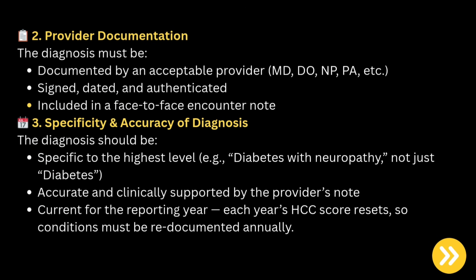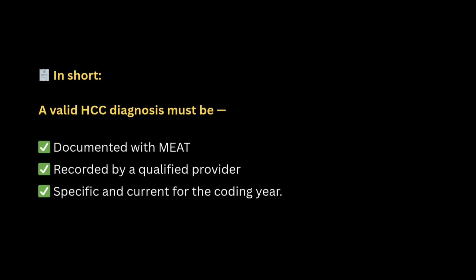Second comes provider documentation, which means it is documented by an acceptable provider like MD, NP, PA, etc. The signature is very important, and it should include a face-to-face encounter. Third comes specificity and accuracy of diagnosis, specific to the highest level, accurate and clinically supported by the provider's note, and current for the reporting year. In short, a valid HCC diagnosis must meet criteria, be recorded by a qualified provider, and be specific and current for the coding year.